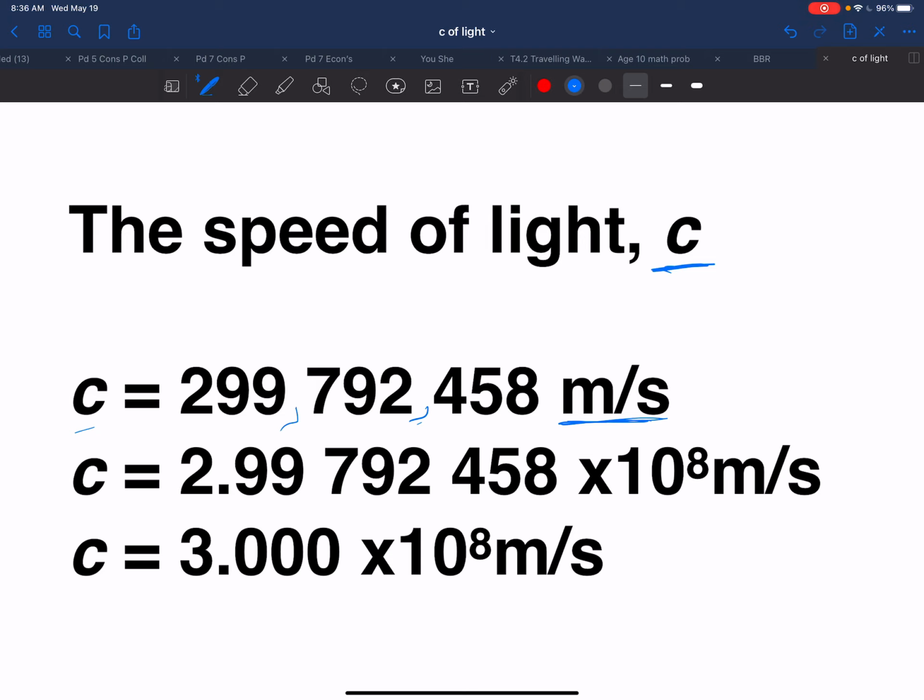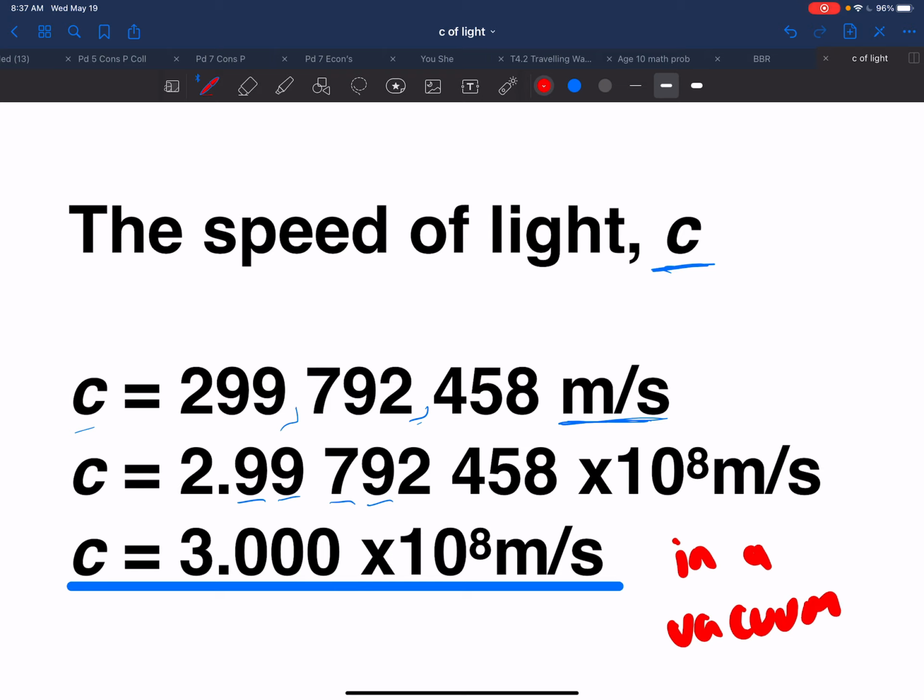Expressing that in scientific notation, we get 2.99, etc., times 10 to the 8th meters per second. Rounding that off, to 2 significant digits it would be 3.0, to 3 significant digits it would be 3.00, and to 4 significant digits it would be 3.000. Only in the 5th significant digit does it deviate from being a 0. So it's very easy for us to remember the speed of light as 3.00 times 10 to the 8th meters per second. And this is the speed in a vacuum, by which we mean something like outer space.